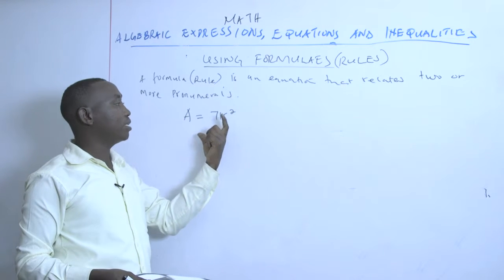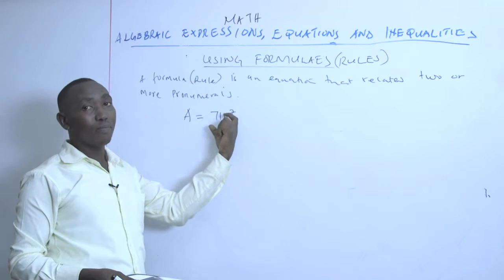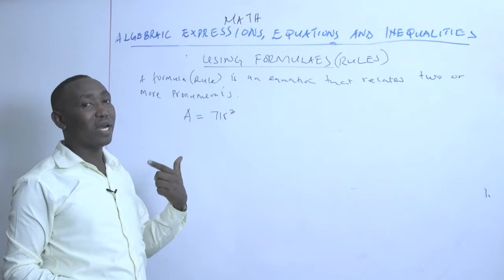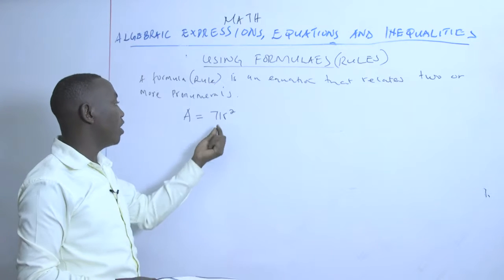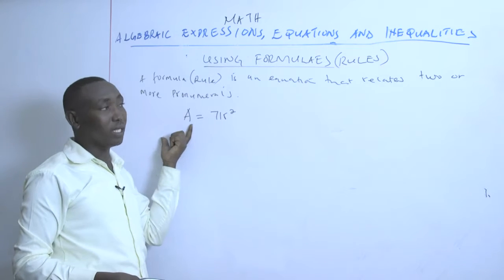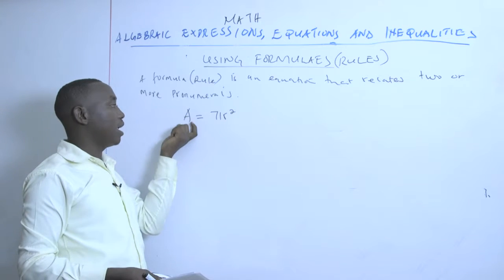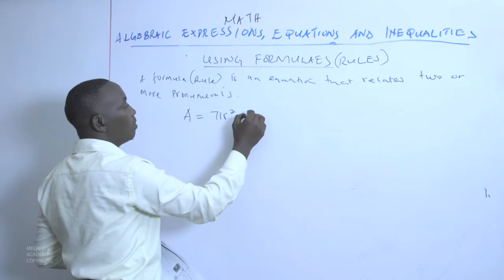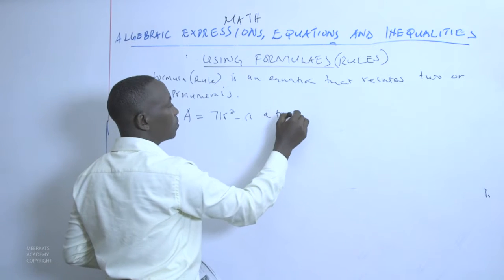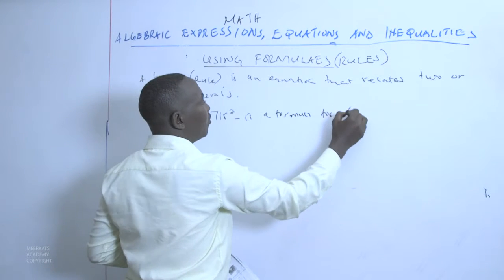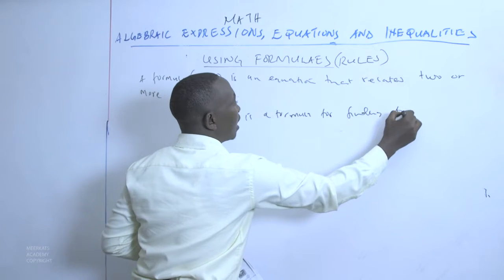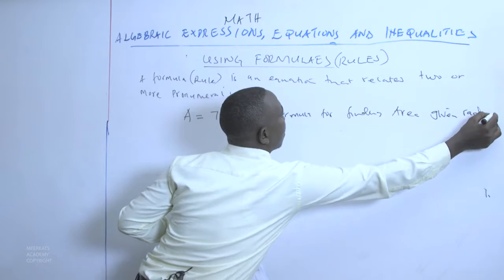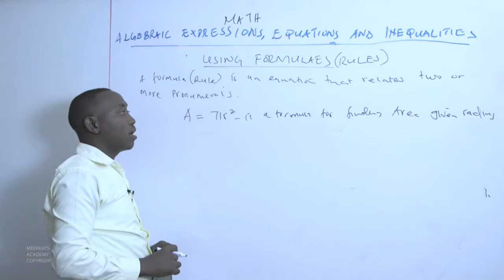So if you want to increase the area, then you increase the radius, because these two have a direct relationship. Whenever you increase radius, area increases. If you reduce radius, again area is going to reduce. So this is a formula for finding area when you are given the radius of that particular circle.